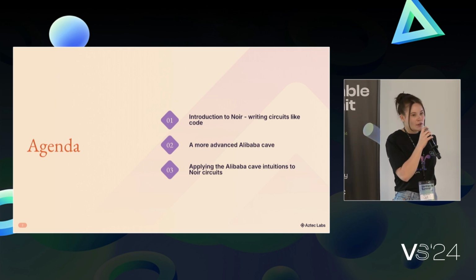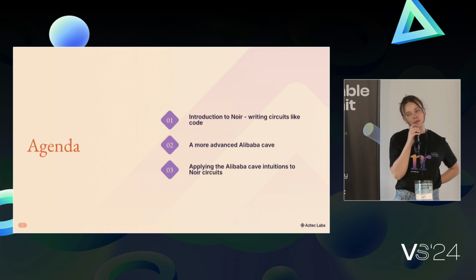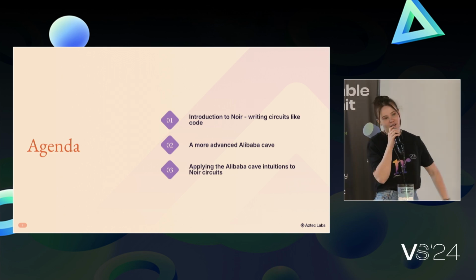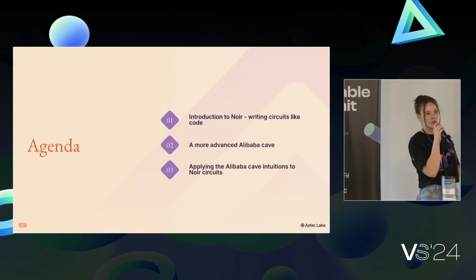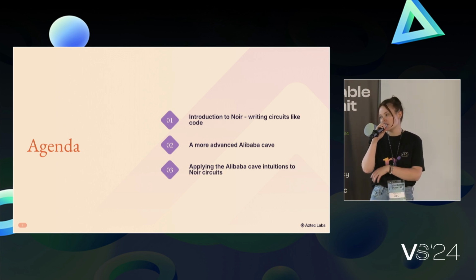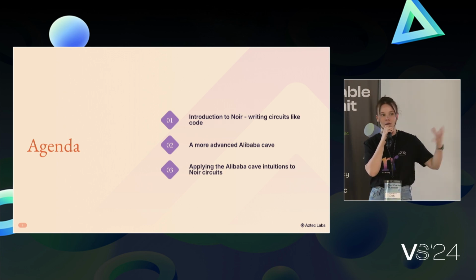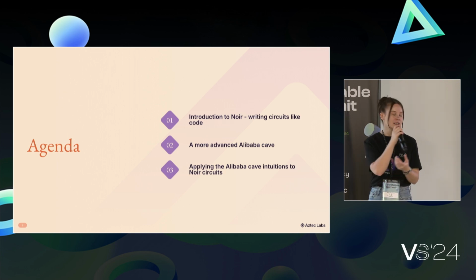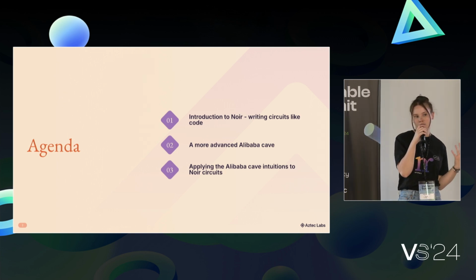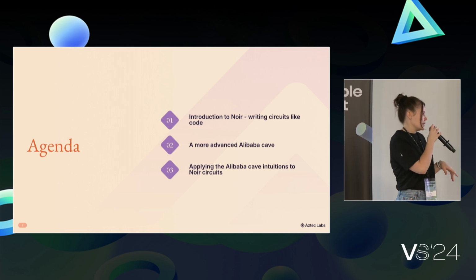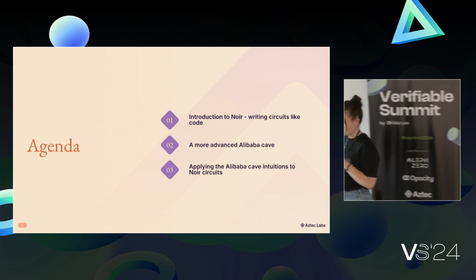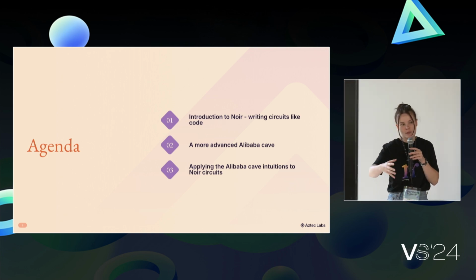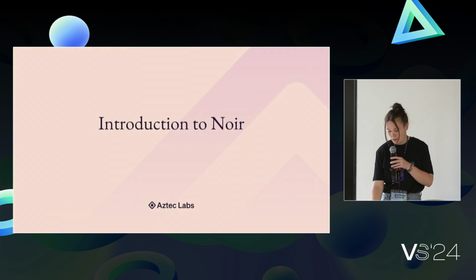We're also going to walk through the Ali Baba Cave. I'm sure most people in this room have seen that, as an intuition of how zero-knowledge circuits work. But I've got some things that I've added to it to talk about more of a snarky Ali Baba Cave and non-interactivity, and how to apply that to writing Noir circuits and really get an intuition of how ZK circuits work. Then we're going to apply those things to actually writing circuits in Noir and converting what something might look like in Rust to Noir.